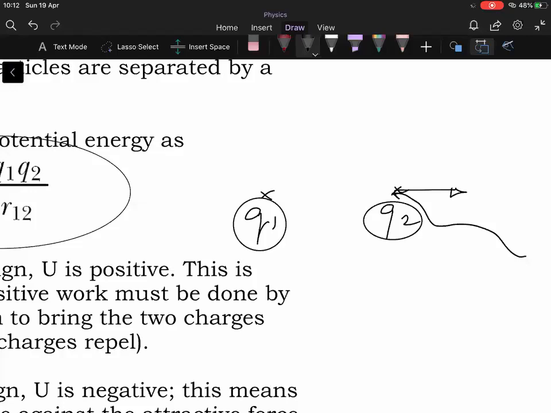Some agent must be doing work to bring them closer. Naturally, this Q2 will not come close to Q1. It will always try to create as much distance as possible. वो उससे infinite distance पे separate होना चाहता होगा. But the external agent is bringing it closer. That means the agent is doing positive work in creating this configuration. That is why the work done is positive, or you can say the potential energy of the system is positive.